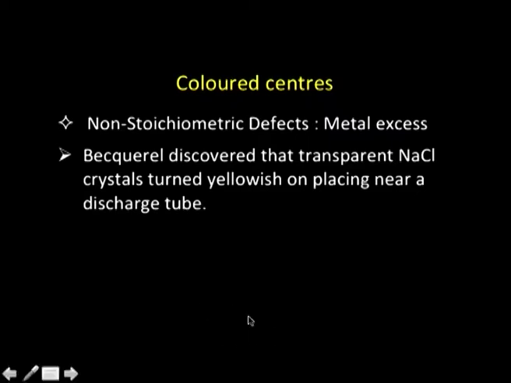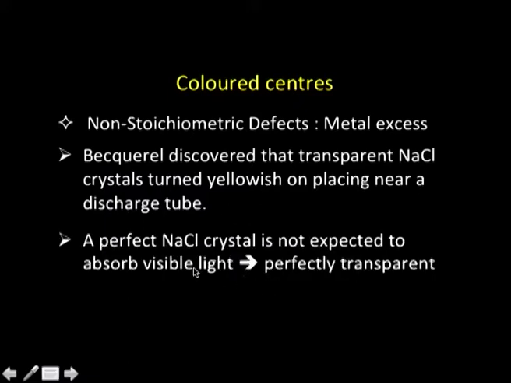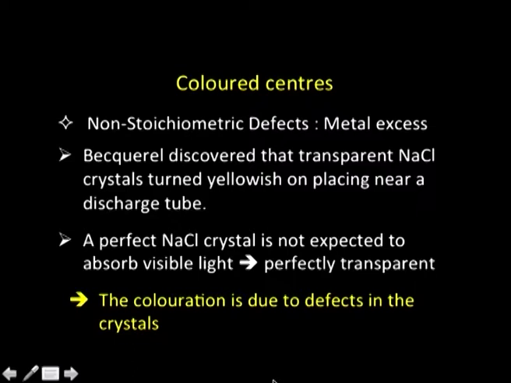So, historically Becquerel discovered that a sodium chloride crystal, which happens to be transparent, when placed near a discharge tube, was observed to become yellowish. We know that a perfect NaCl crystal should not be absorbing any visible light. That means it is expected to be transparent, but it was becoming yellowish. That has to be attributed to some kind of defects in the crystal. By placing it close to the discharge tube, some kind of defects have come into the crystal of sodium chloride, and such defects which make the crystal colored are called colored centers.